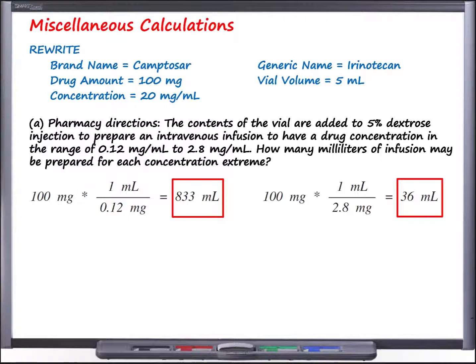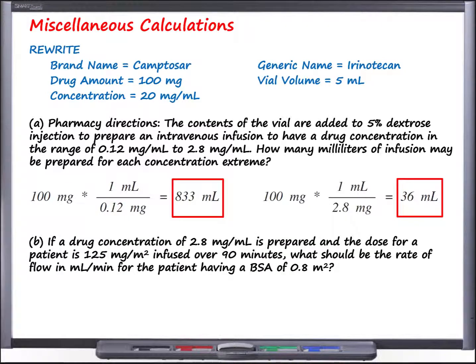So if we take the same amount of starting drug, the 100 milligrams, but now dissolve or disperse it in a total volume of 36 mils, we're going to get a much higher concentration. That would give us our 2.8 milligrams per mil, which is certainly much higher than when we take 100 milligrams and disperse it in 833 mils. That just lowers the concentration to a much lower value of 0.12 milligrams per mil. Either way, that's how you could calculate how much volume you could prepare from the same amount of drug, depending on the concentration you want.